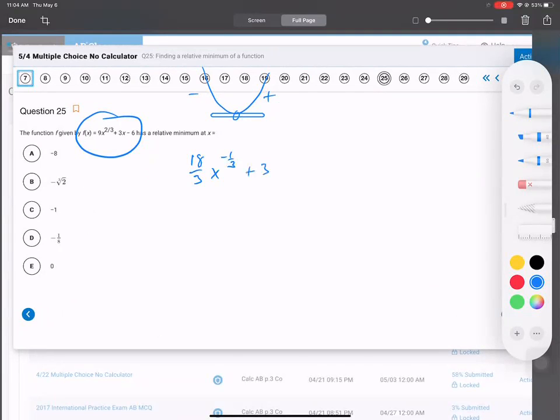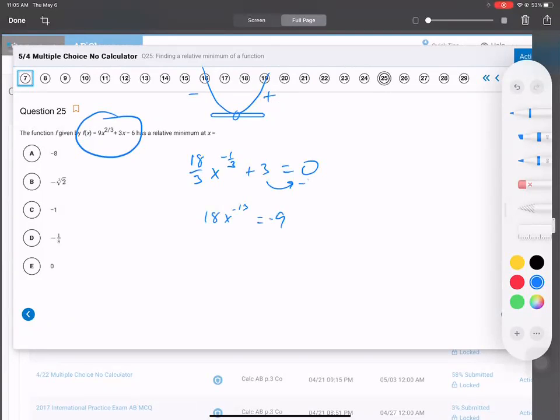Let me double check. 9 times 2 over 3 is 18, yep. And then minus 1/3, right? And make that equal to 0. That's it. Let's go ahead and finish it off. If I move the 3 over, that's a negative 3. Multiply by 3. 18x to the negative 1/3 equals, we said 3 times, is 9, I think, right?